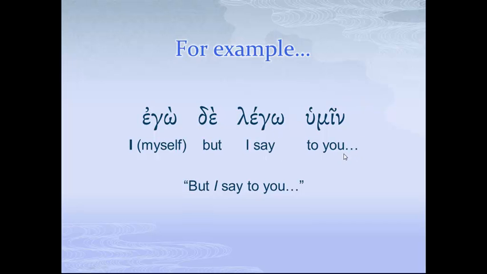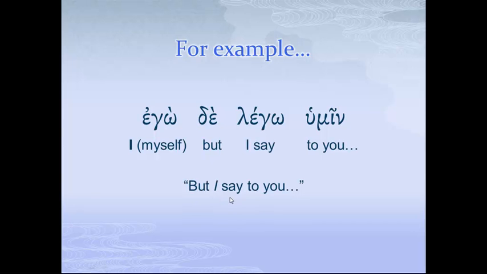There's the personal pronoun. But notice that you don't actually need "I" here, because lego means "I say" all by itself. Remember that the omega ending means first person singular all by itself. So why does Jesus, and of course this is a Greek translation, so it's Matthew interpreting Jesus, why does Matthew put the "I" here? It's for emphasis and to bring out the contrast. You've heard it said, but I say to you. You could even translate it, "I myself say to you," if you wanted.